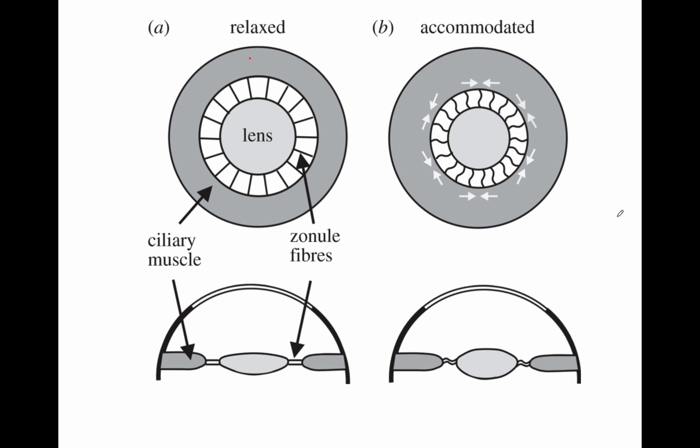Focusing on a near object with diverging rays requires greater refraction. Here we can see that the ciliary muscles contract, they become larger. The suspensory ligaments slacken, so there's less tension on the suspensory ligaments and therefore less tension on the lens, and the lens becomes more spherical, enabling accommodation or a greater degree of convergence.